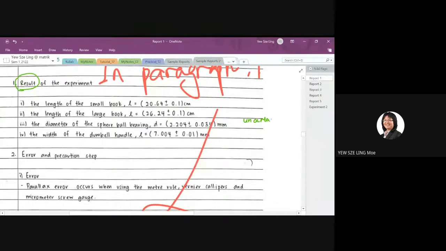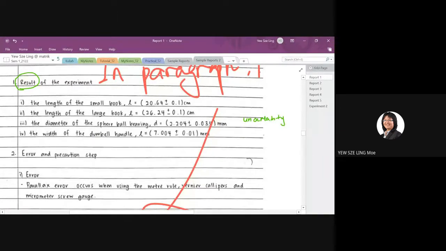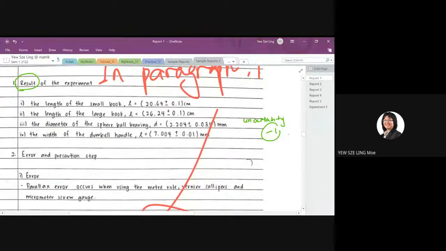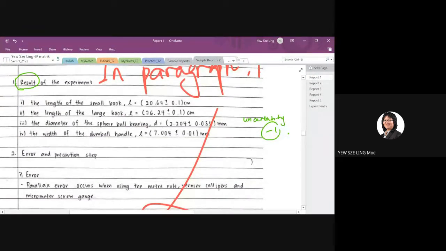Without the uncertainty. So in this case, 1 mark will be deducted. First paragraph, it worth 2 marks. So 1 mark will be deducted because of no uncertainty, right? And then another 1 mark, that is fine because they got all the reading.